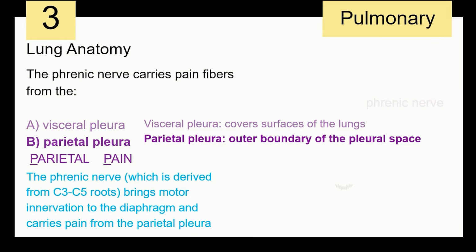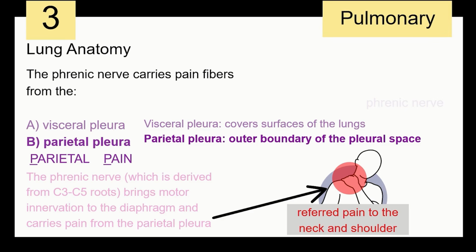The phrenic nerve, which is innervated by C3 to C5, brings motor innervation to the diaphragm, as well as what we spoke about just now, it carries pain from the parietal pleura. And just to remember, this can cause shoulder pain, referred pain to the neck and shoulder, since again it originates from C3 to C5. All right, question 4.